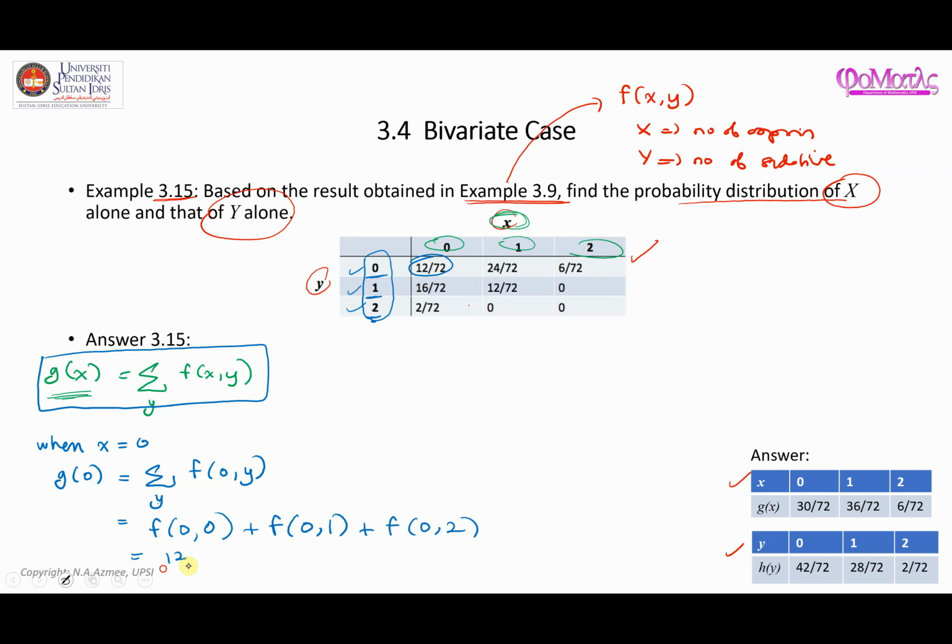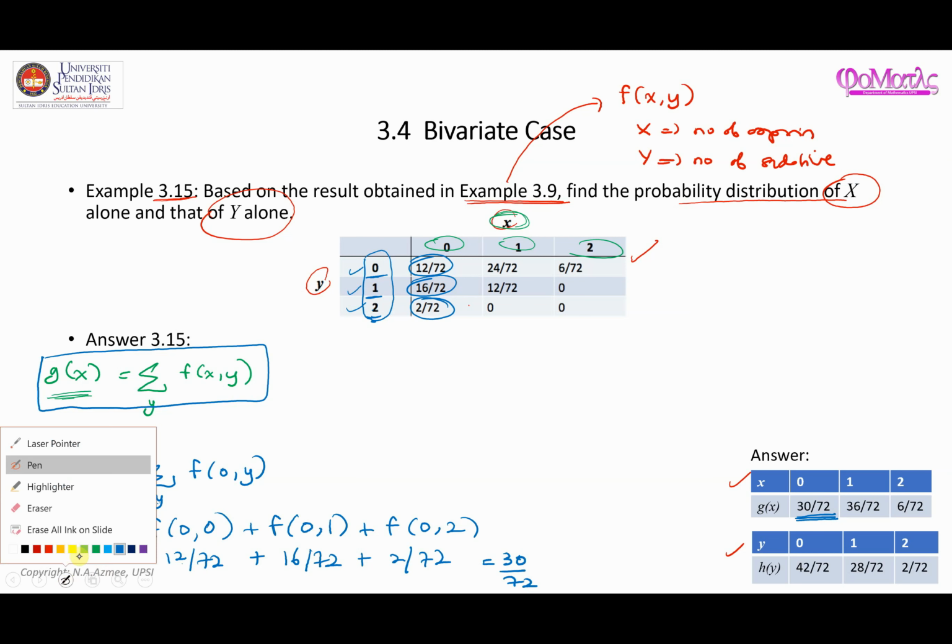So that is 12 over 72, plus f(0,1), which is 16 over 72, plus f(0,2), which is 2 over 72. Therefore, you will see that 12 plus 16 is 28, plus 2 is 30. So we got the answer here: 30 over 72. So g(0) is equal to 30 over 72. All right.